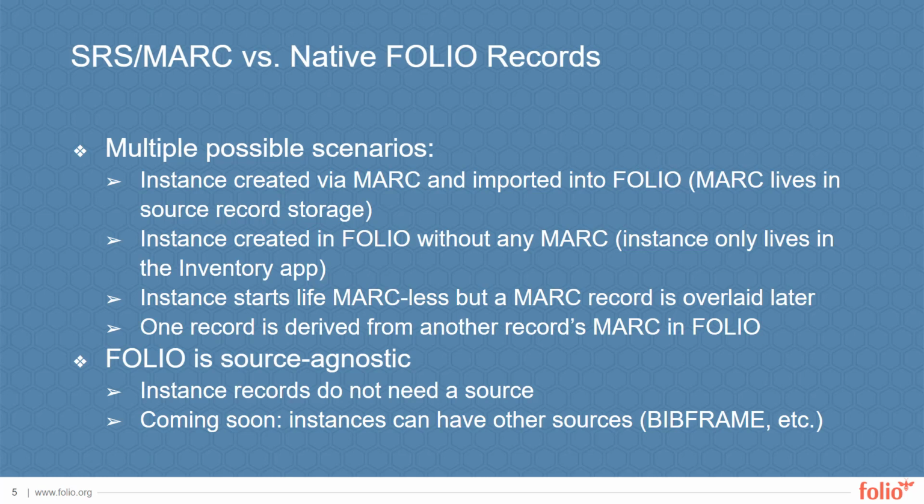Currently, there is no way to create a blank MARC record in Folio, but you can derive a new MARC record from an existing one, so it's possible to have records that exist as templates for the creation of other records. Since Folio was created with the future in mind, it will eventually be possible to use other source records for instances, like BibFrame. BibFrame records would also be stored in source record storage.